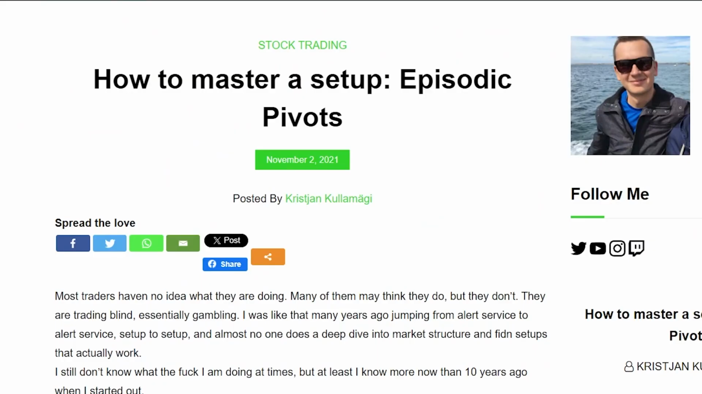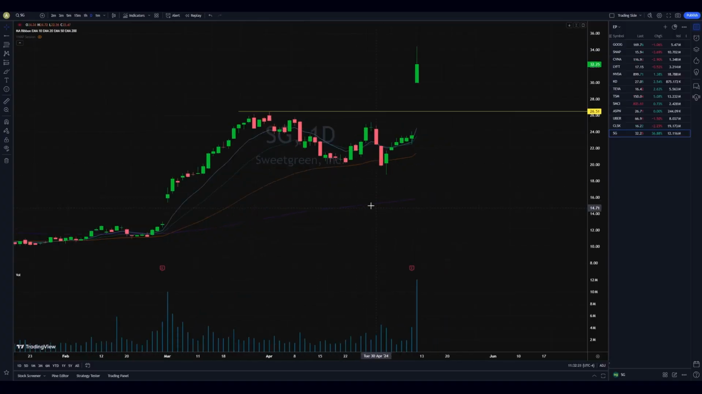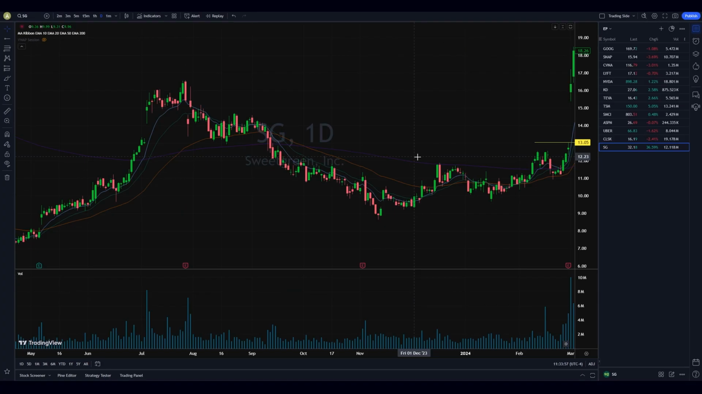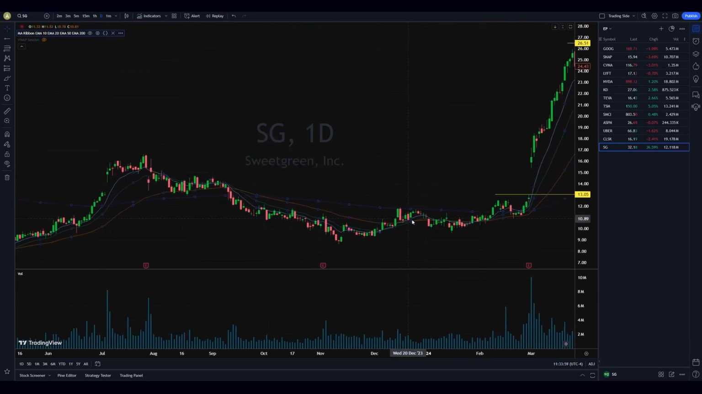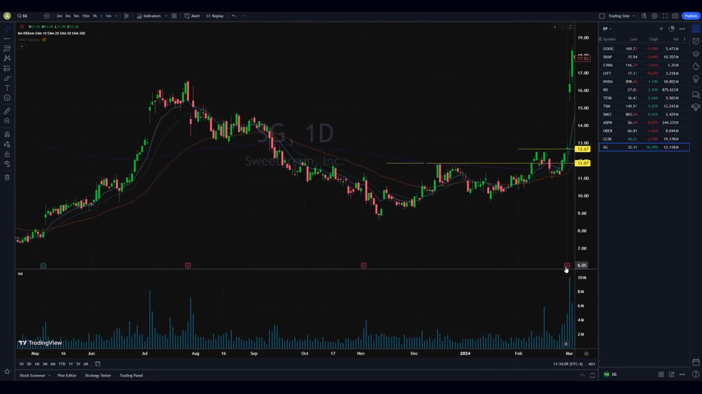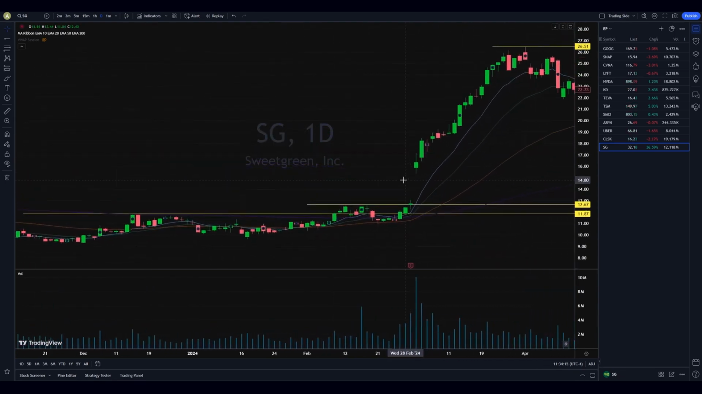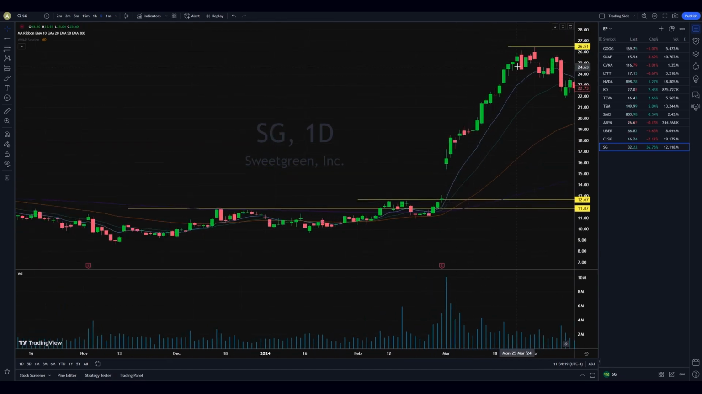Let's get right in. So the strategy we're going to be going over is how to master the EP setup. To give a bit more context, here's the setup and the breakdown of it. When we look at this chart, we can see that it consolidated for this time period over here. It tried to break out just over here. It didn't, but when it finally did on the earnings release, because we can see it on the chart over here, the stock was pretty much gone and it went from 15 all the way to 26 without ever really pulling back.